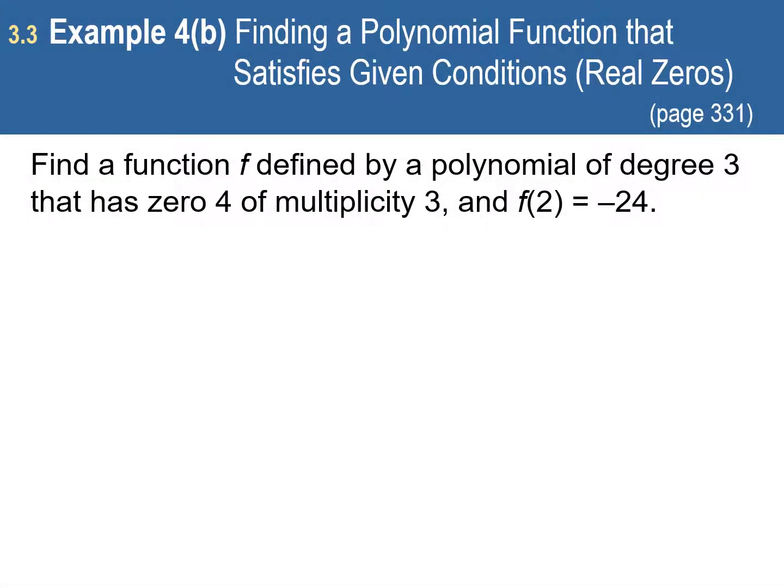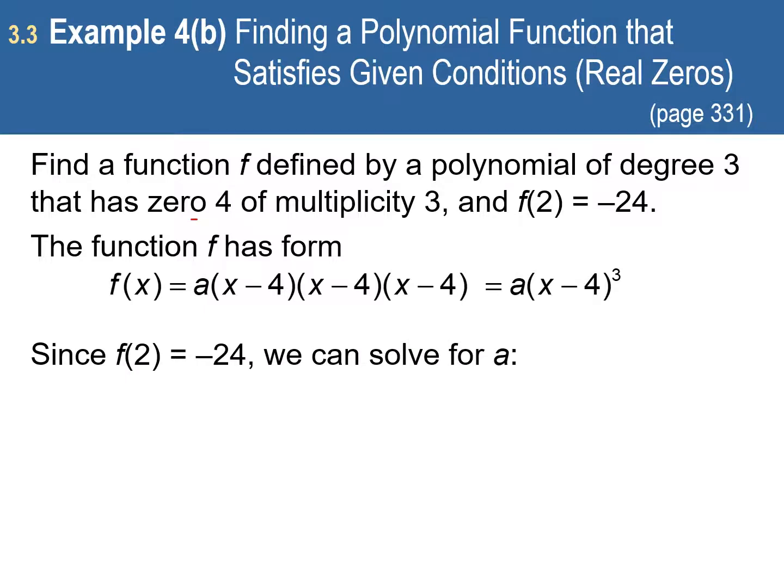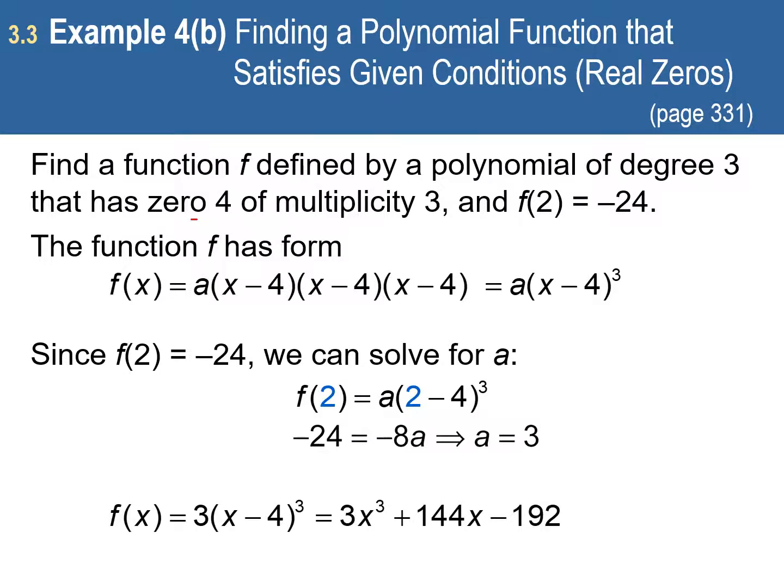So let's find a polynomial of degree 3 that has 0 for multiplicity 3, and f of 2 is negative 24. So the function has the form a times x minus 4 times x minus 4 times x minus 4, or a times x minus 4 cubed. So put in 2 and solve for a, and we get that a is equal to 3. So the function is 3 times x minus 4 cubed.